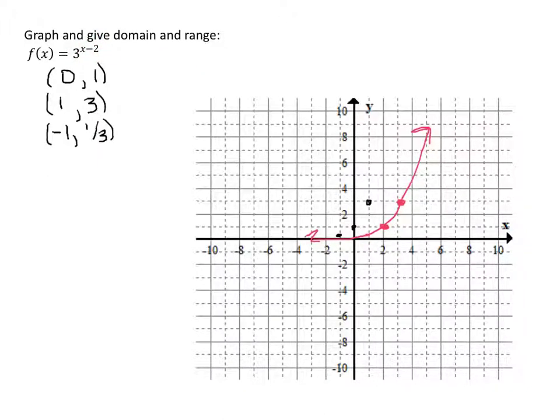The domain of this function, we can put in all values. The range, again, we're going from 0 to infinity.